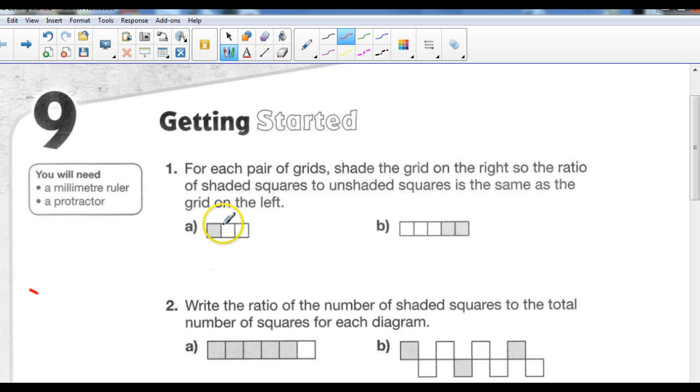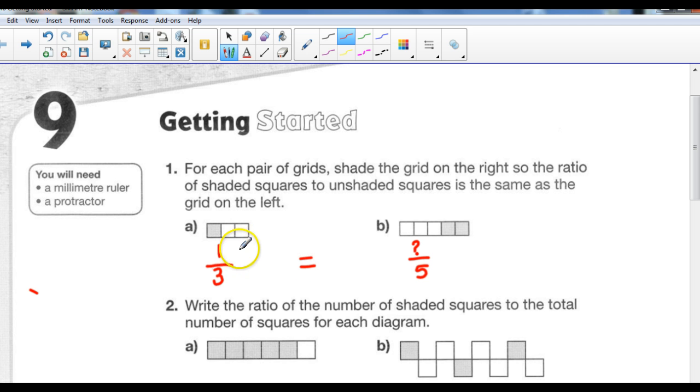Well, on the grid on the left, we've got one shaded out of 3. So the ratio is 1 shaded to 3. And over here, we've got 1, 2, 3, 4, 5. We've got a total of 5. We want it to be the same ratio as this one, so that means that 1 to 3 has to be the same as something out of 5. Now, how do we do that?